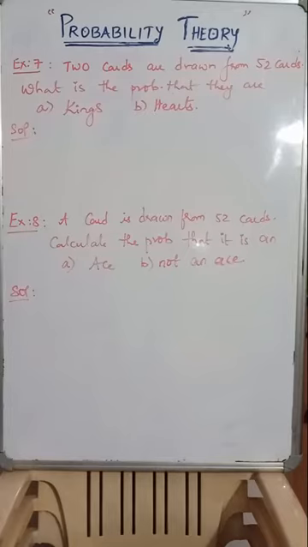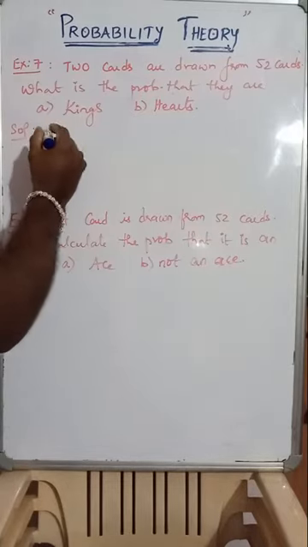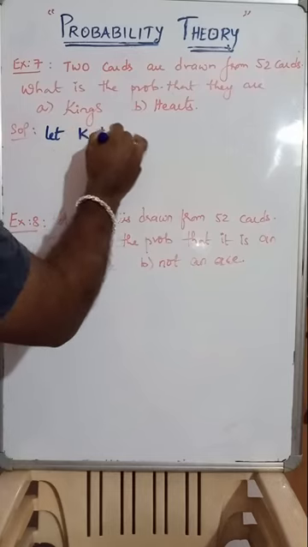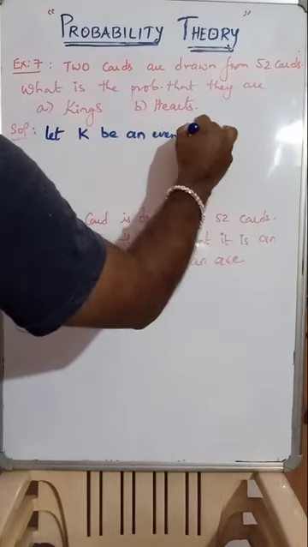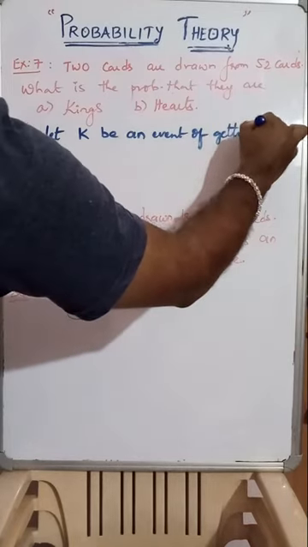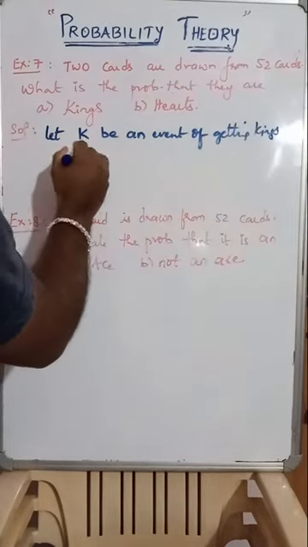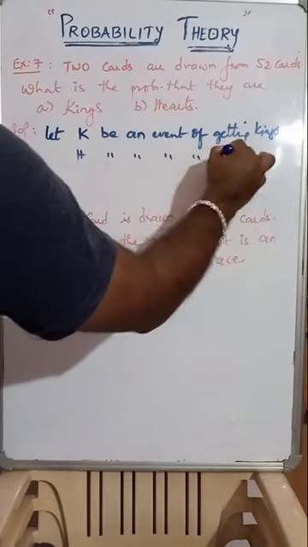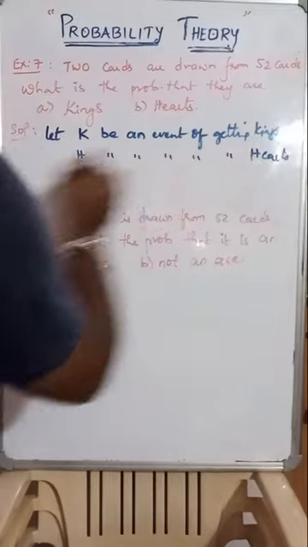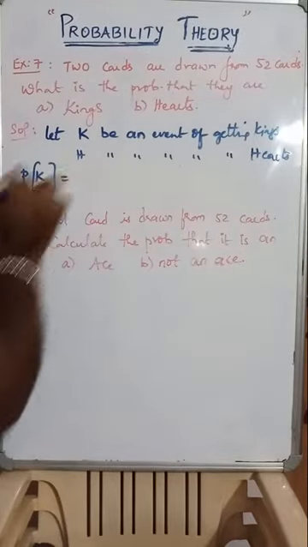Two cards are drawn from 52 cards. So how many cards are drawn? 2. What is the probability that both the cards are kings, and then both the cards are hearts? And tell me guys, out of 52, how many king cards will be there? One from each suit, isn't it? So let us write that. Let K be an event of getting kings and H be an event of getting hearts. So probability of kings equals to.